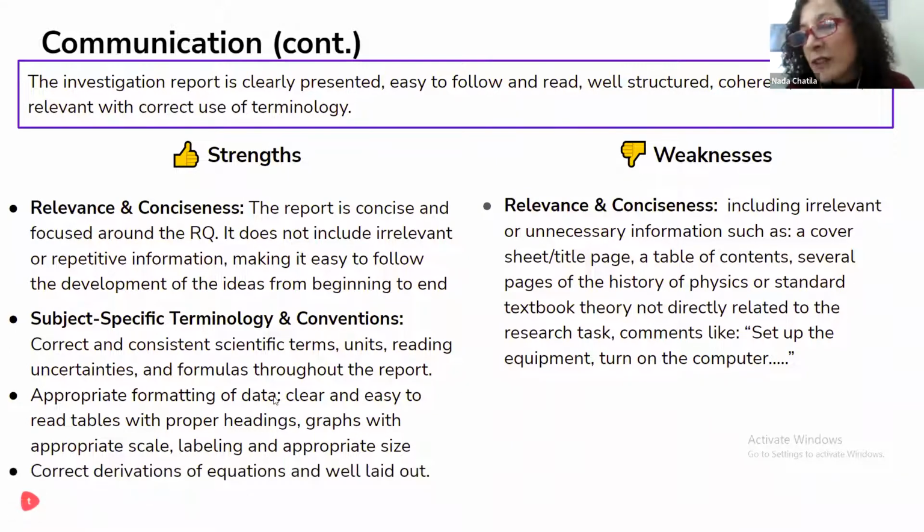Correct derivations of equations and well laid out. And talking about the equations, the moderator should not scroll 10 pages up to refer to an equation. If it's mentioned like refer to equation 2.3, and then the moderator needs to scroll up a few pages, then this would be a weakness in the communication.